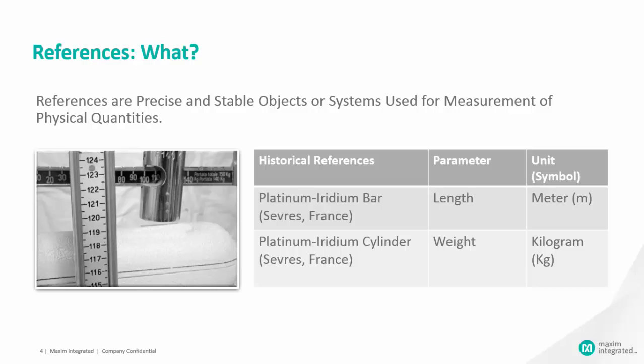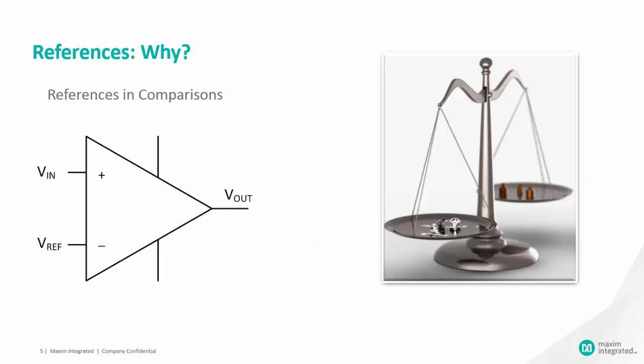The main characteristics of references are precision, ease of reproduction, and stability versus environmental conditions like temperature, pressure, and aging. In the electronic domain, parameters such as voltage, current, and frequency are also measured versus reference levels.